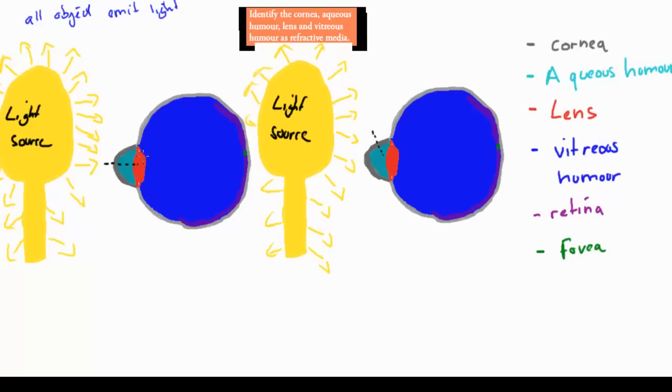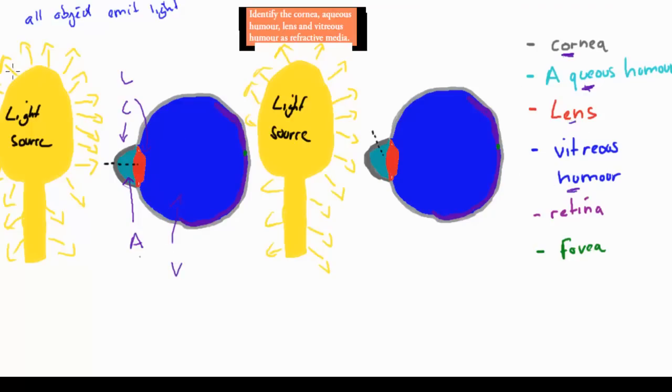I have labeled different parts. So the first part here, this is C, this gray part, C, and that stands for cornea. Right, so that's the cornea. Then I have this light bluish part, which I'll say is A. A stands for aqueous humor. The red part will stand for L, as in lens, and then the blue is V for vitreous humor.